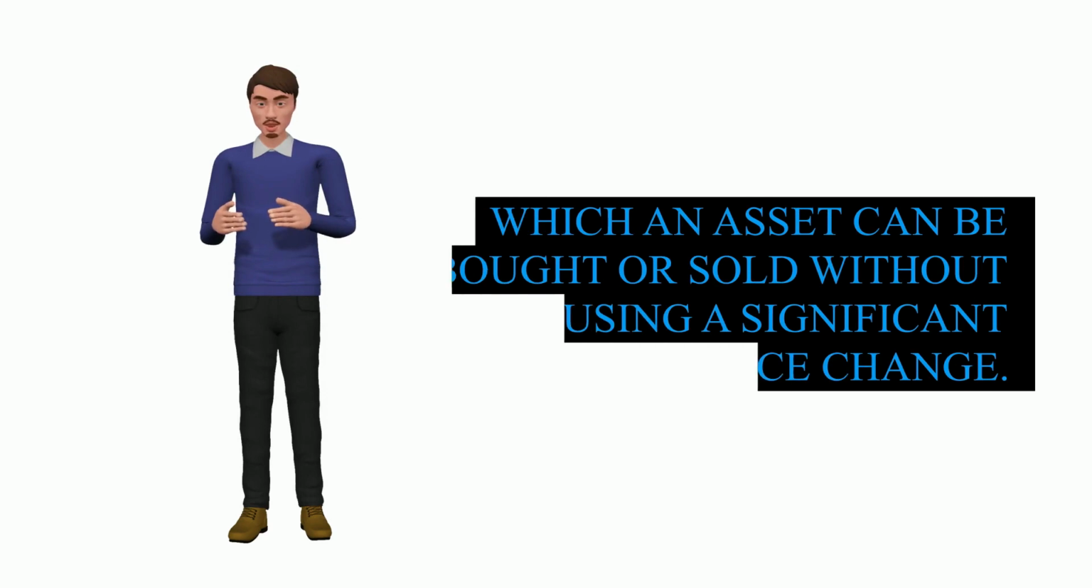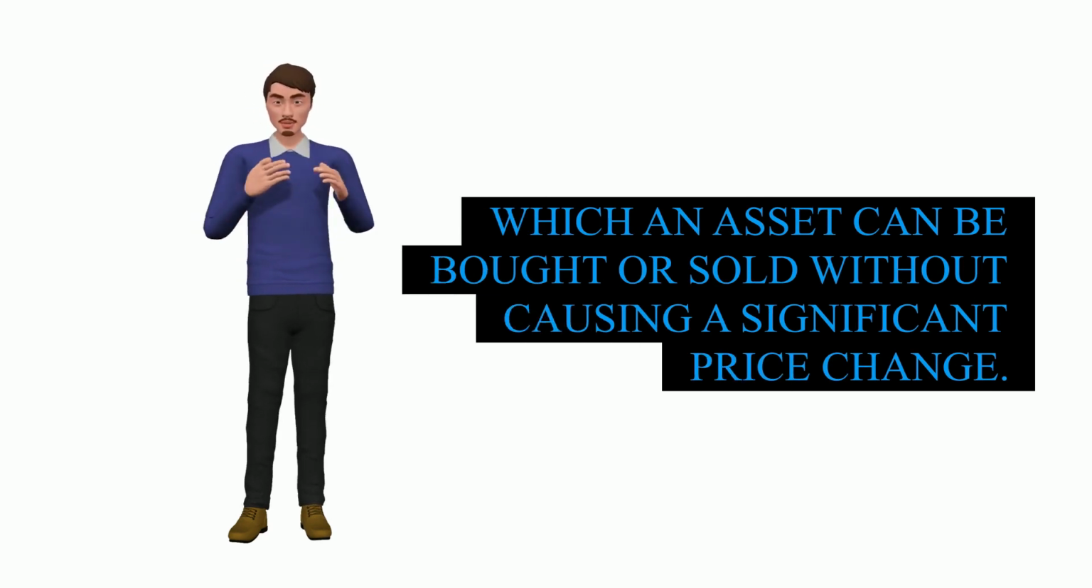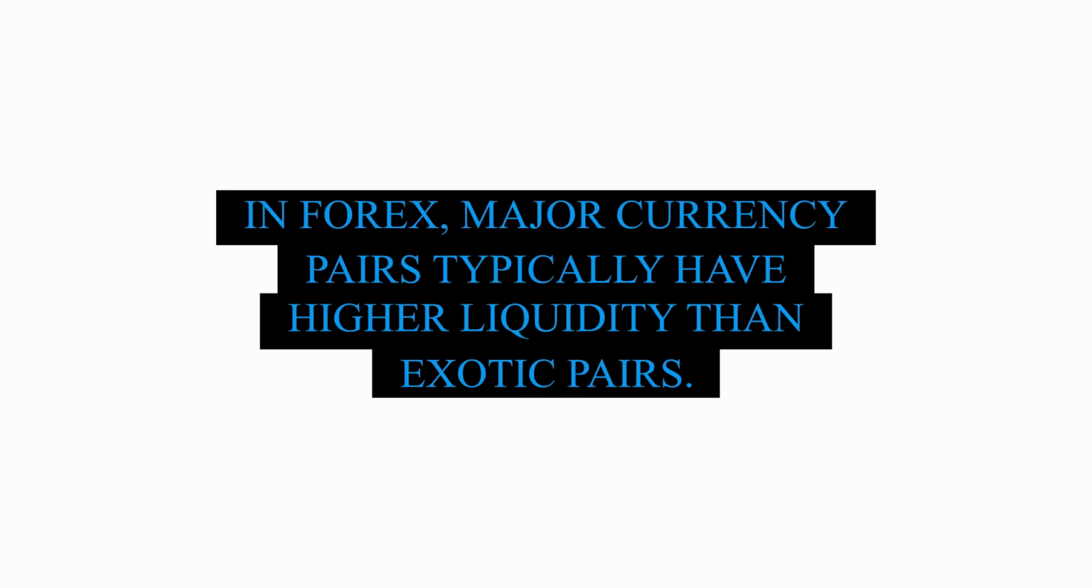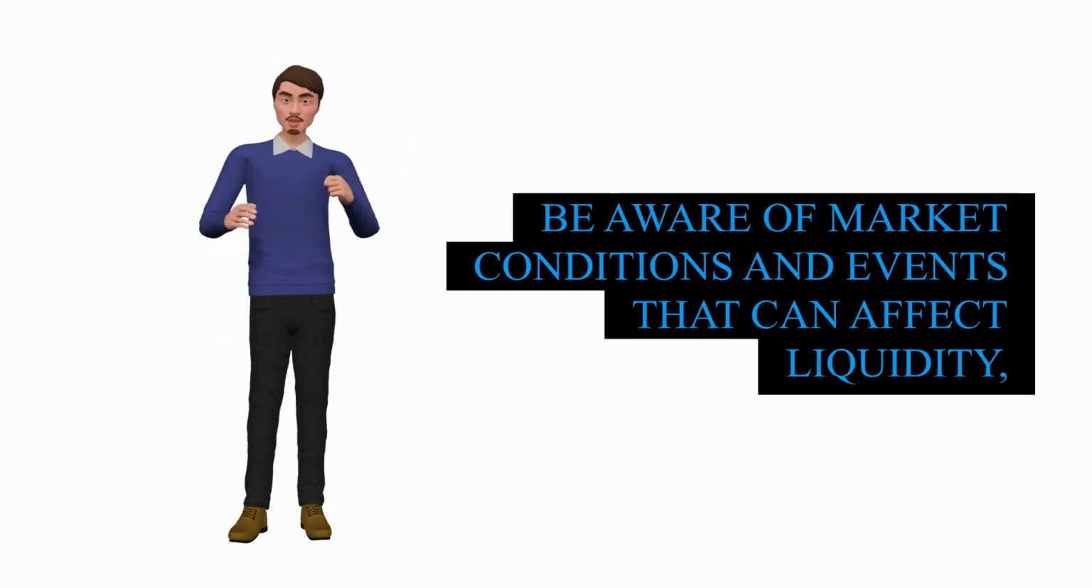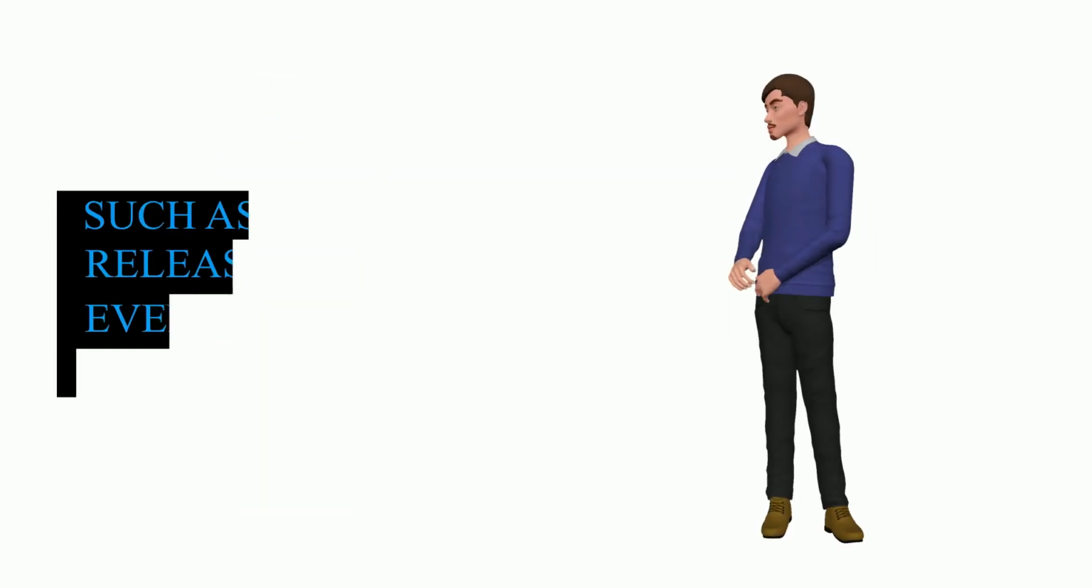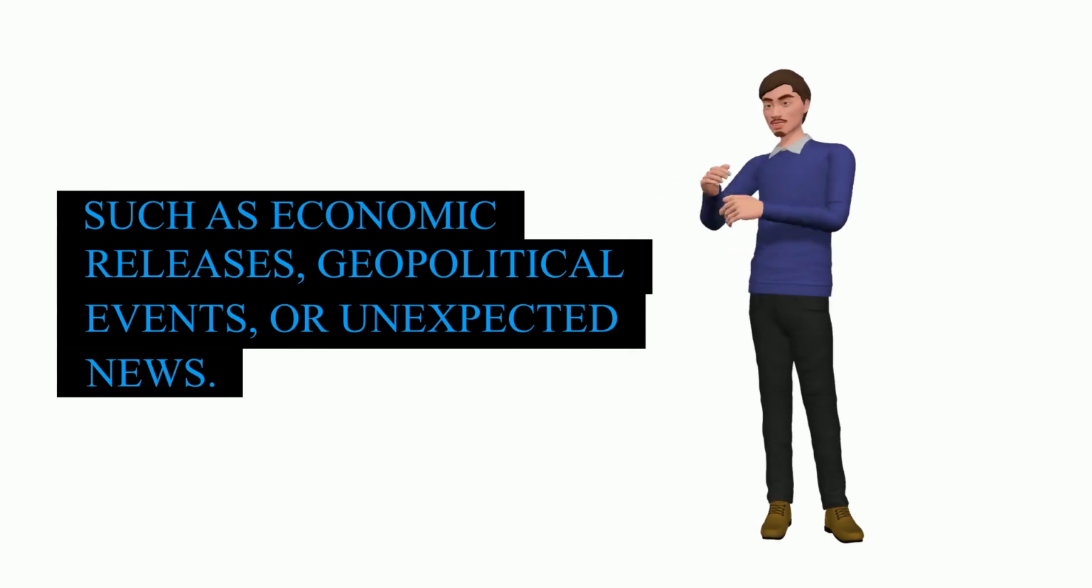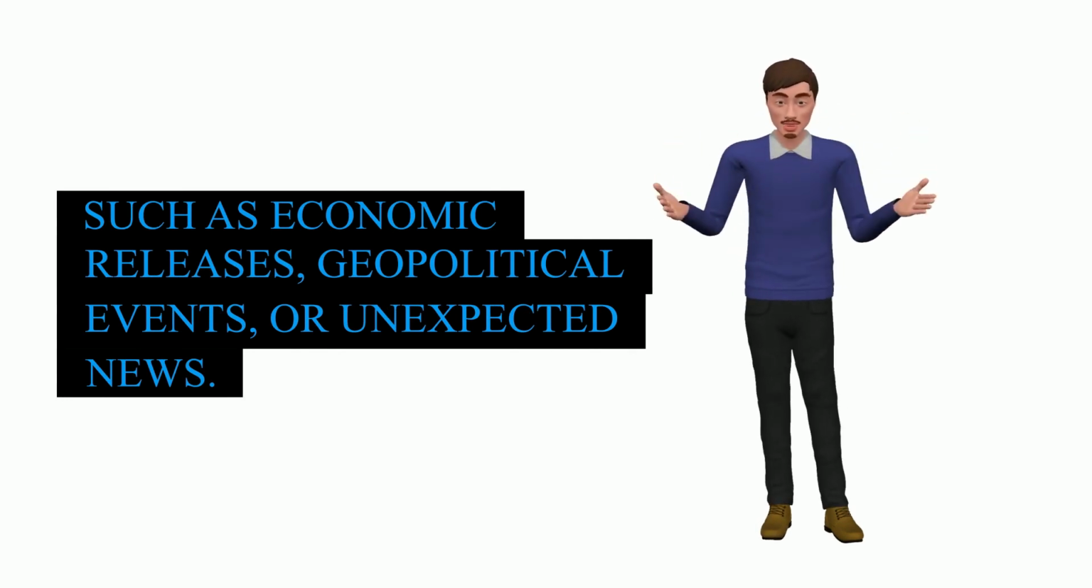1. Understand market liquidity. Liquidity refers to the ease with which an asset can be bought or sold without causing a significant price change. In forex, major currency pairs typically have higher liquidity than exotic pairs. Be aware of market conditions and events that can affect liquidity, such as economic releases, geopolitical events, or unexpected news.